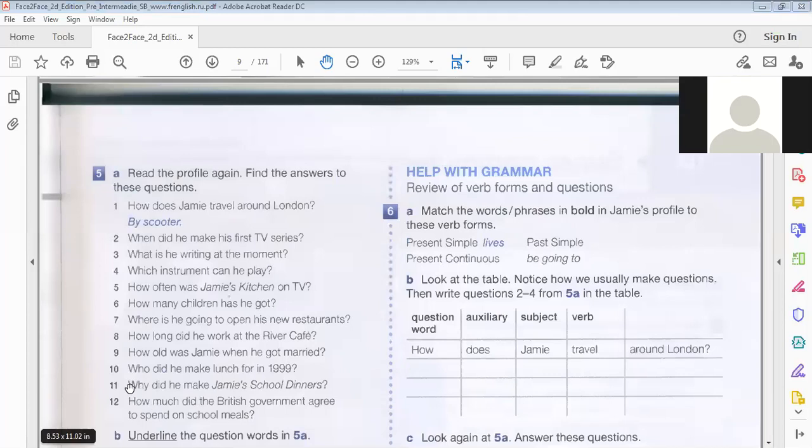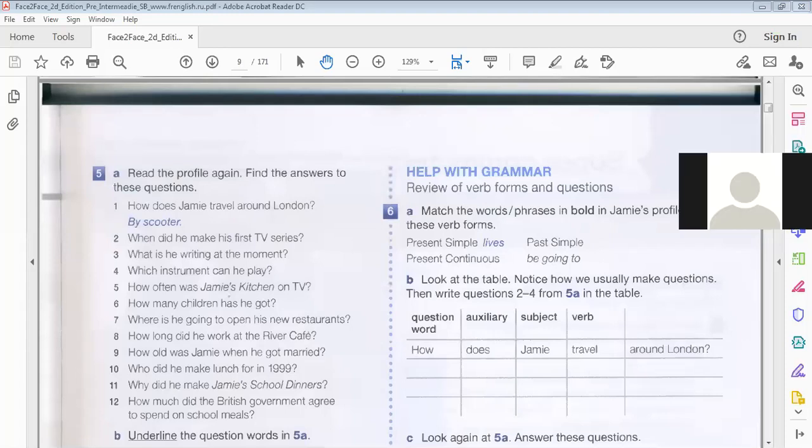Okay, now who did he make lunch for in 1999? The Prime Minister. The Prime Minister, right? Yes, that's correct. So he made lunch. Was it lunch or was it dinner? I think it was dinner, wasn't it? Yeah, it was dinner. Correct.